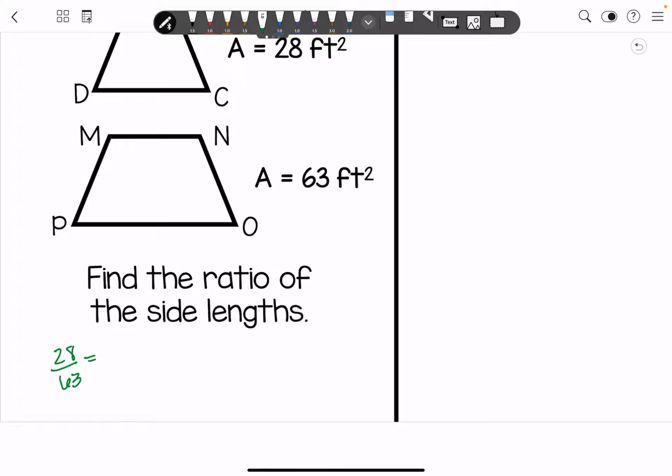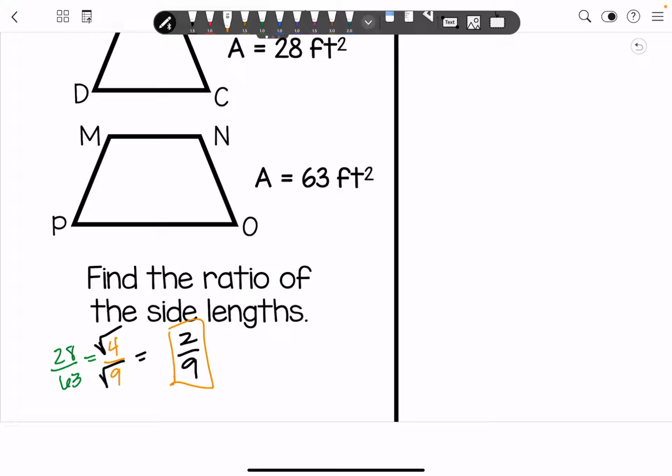Now 28 and 63 can both be simplified by 7. 4 times 7 gets you 28, and 9 times 7 gets you 63. And now when we take the square root of both the top and the bottom, we're going to get a nicer number to work with, and we know that our ratio is going to be 2 over 3 for the side lengths. And guess what? You're done.